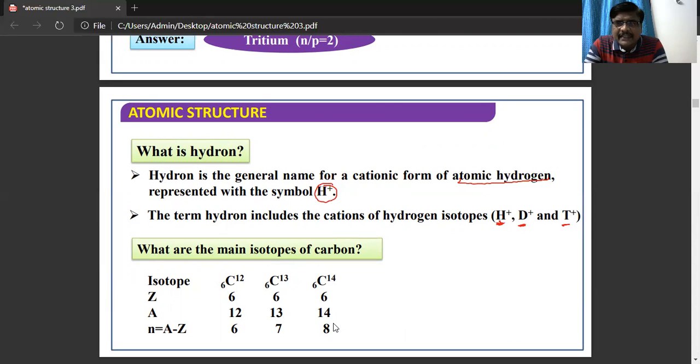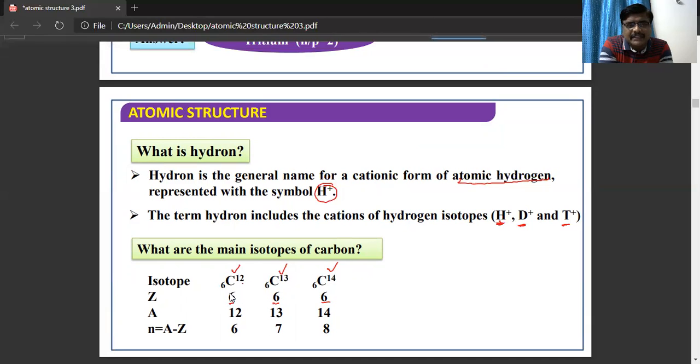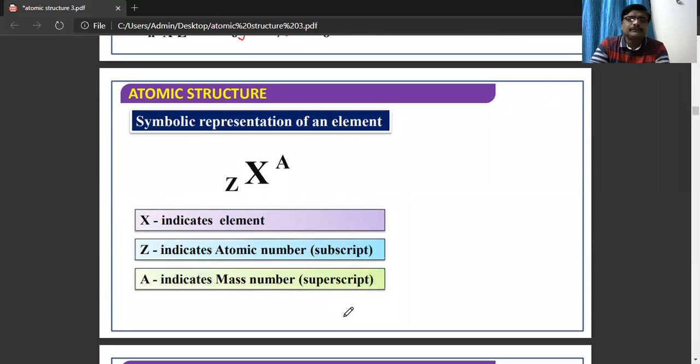Taking the example of carbon, carbon also exists in different isotopes: C-12, C-13 and C-14. The atomic number is the same, 6, for all the isotopes, but the mass number differs: 12, 13 and 14. So they differ in the number of neutrons. 12 minus 6, 6 neutrons. 13 minus 6, 7 neutrons. 14 minus 6, 8 neutrons. So isotopes definitely differ in the number of neutrons.